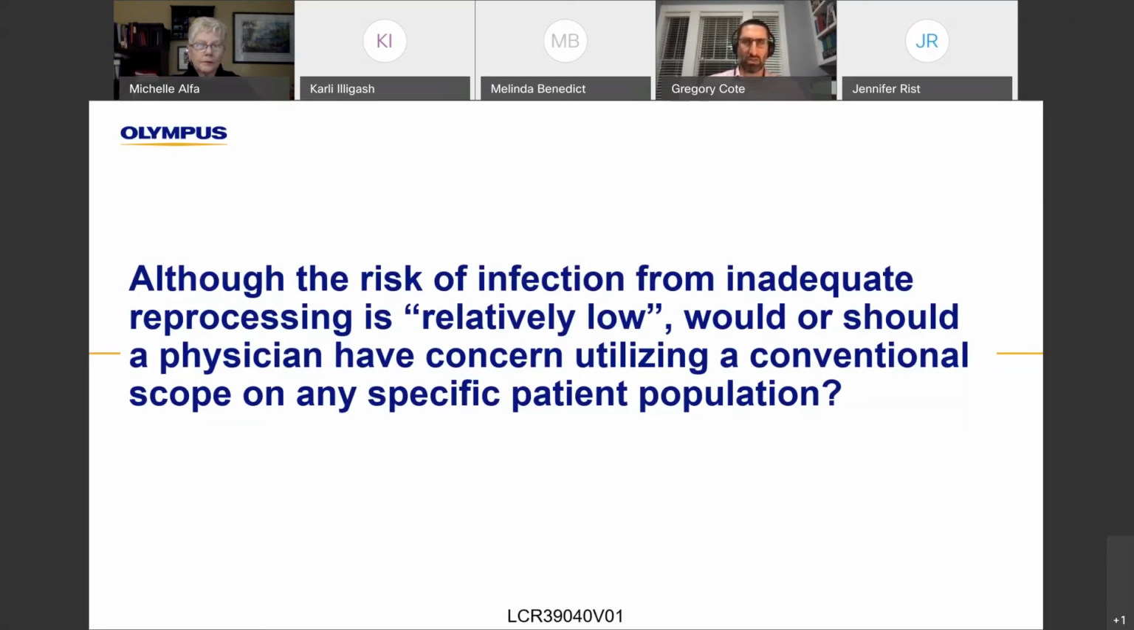And so there is no scenario in which I can imagine not using a reusable endoscope, with the exception, I suppose, of prion disease, which I don't want to bring up with Michelle. We will need another hour to get into that. But I mean, basically, no.